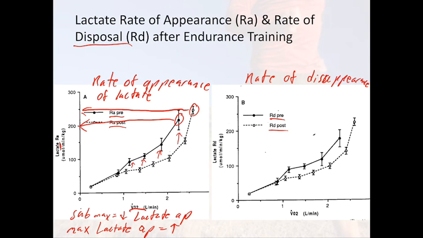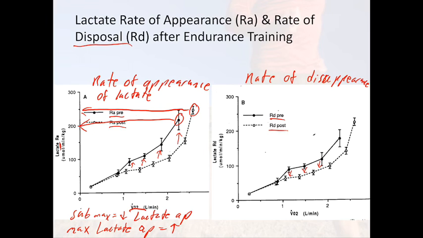Okay, so we got that. So submaximal lactate appearance goes down, maximal lactate appearance goes up. Okay, and then what about rate of disappearance? Now we have the same graph here, but maybe the opposite of what you would expect. It really looks exactly the same, but the rate of disappearance is lower after training.